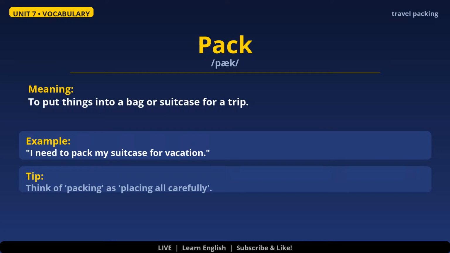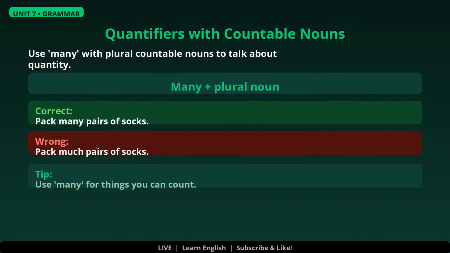Here's an example. I need to pack my suitcase for vacation. Remember, think of packing as placing all carefully. Grammar tip for you. Quantifiers with countable nouns. Use many with plural countable nouns to talk about quantity. For example, pack many pairs of socks. A helpful tip. Use many for things you can count.